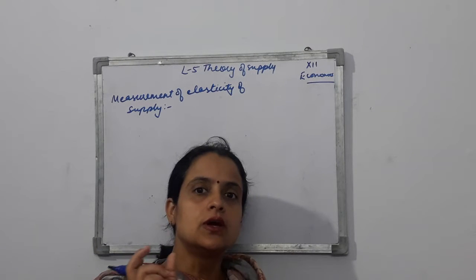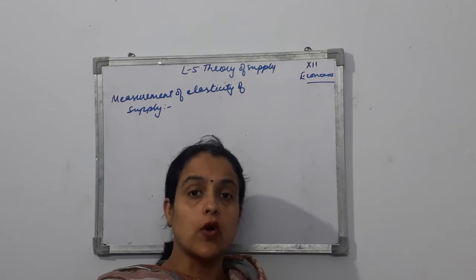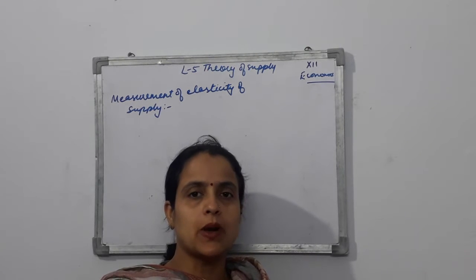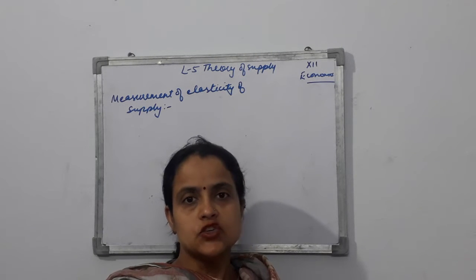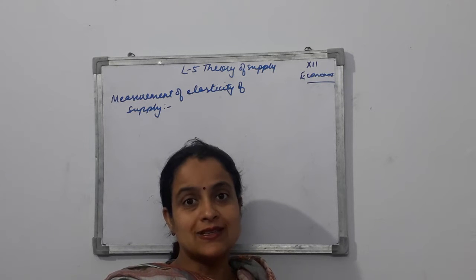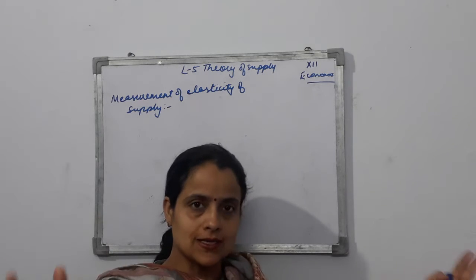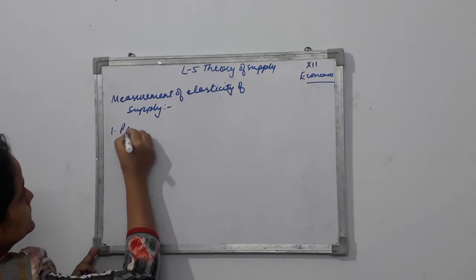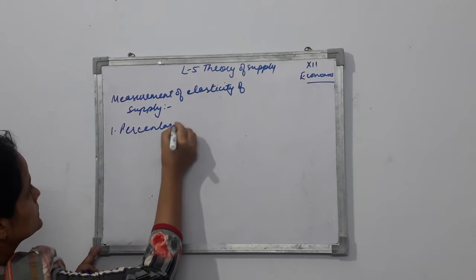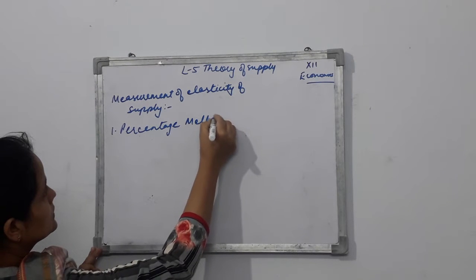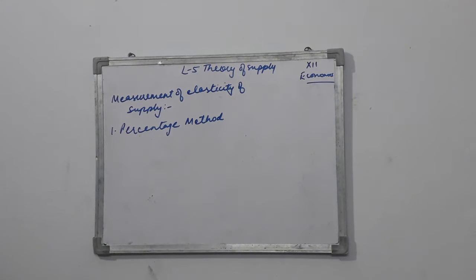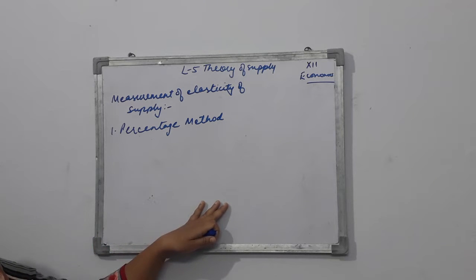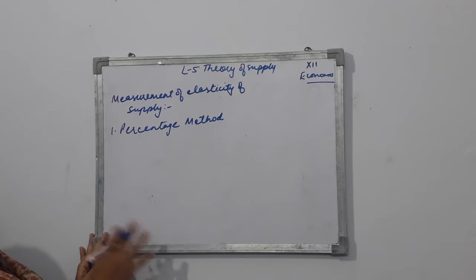But we need to measure the magnitude, the exact number. We have to quantify it, by what percentage, by what degree the supply is changing, right? Basically, we have to see how elastic the supply is. So for measurement of elasticity of supply, we'll be doing 2 methods. The first one is the percentage method. The percentage method of measuring the price elasticity of supply is based on the definition of elasticity.